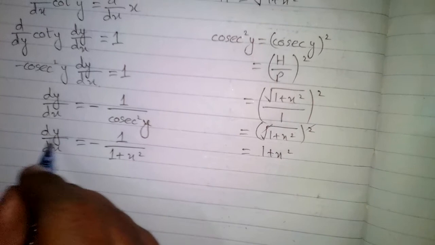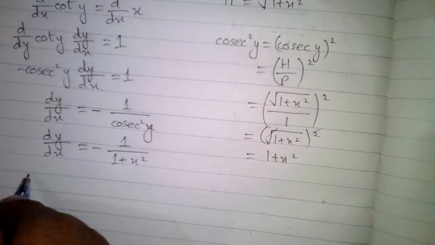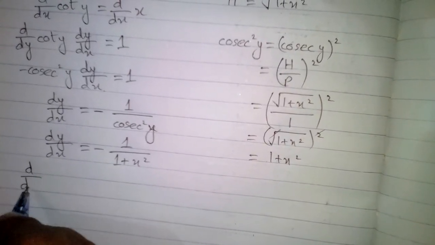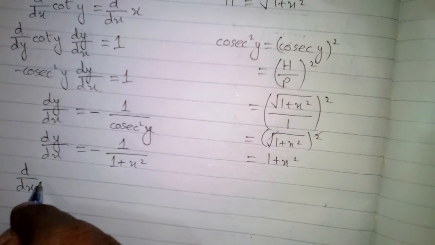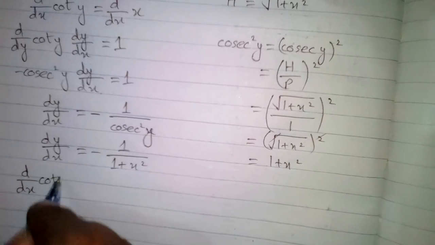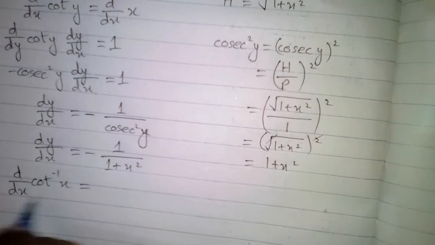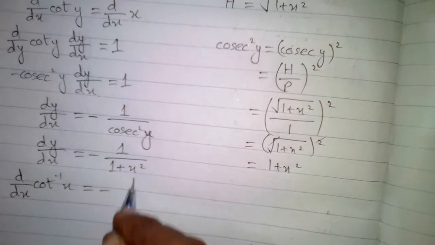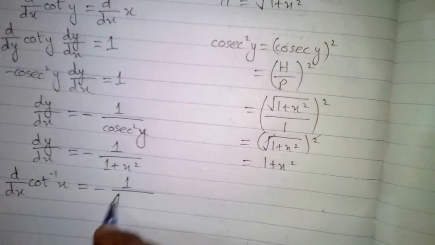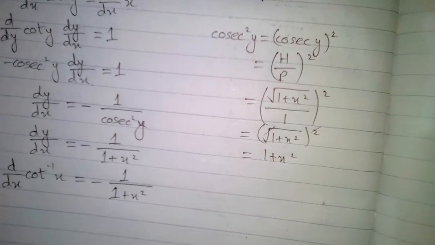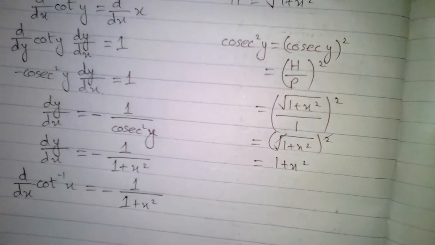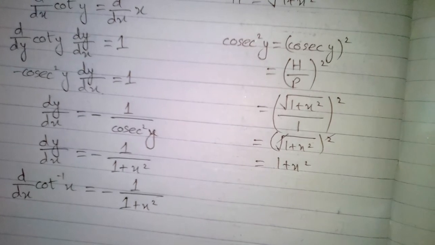Now y is cot inverse x, so we can write cot inverse x in place of this y. So we have d by dx of cot inverse x is minus 1 upon 1 plus x square. So the derivative of cot inverse x is minus 1 upon 1 plus x square.